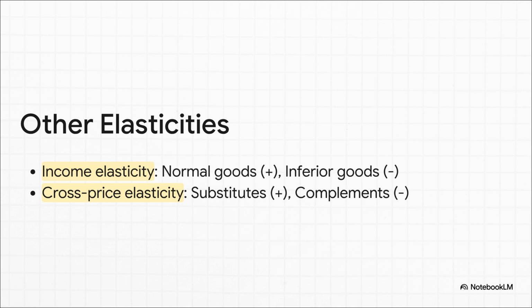Then there's cross-price elasticity, which measures how the price of a totally different good impacts you. Substitutes like hot dogs and hamburgers have a positive relationship. Hot dog prices go up, you buy more hamburgers. Complements, on the other hand, like hot dogs and hot dog buns, have a negative relationship. If hot dog prices jump, your demand for the buns is going to drop right along with them.